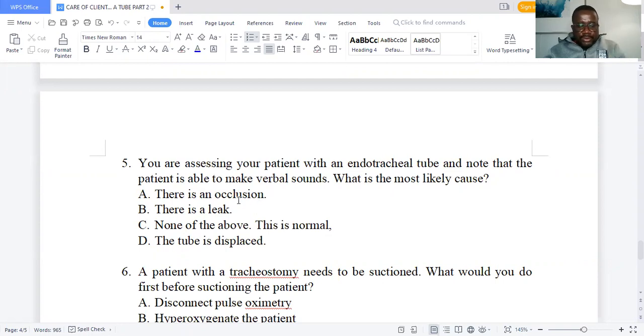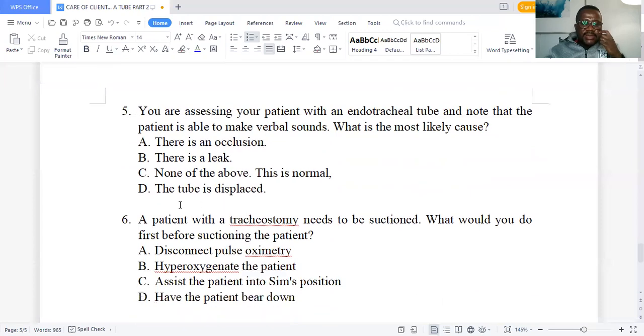Occlusion is just like we're talking about some obstruction. Instead, we will have stridor, like we saw in the question above. Okay, the answer is B. There is a leak. The leak is the cause for the patient making verbal sounds.